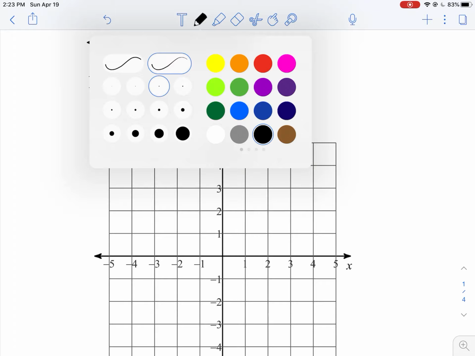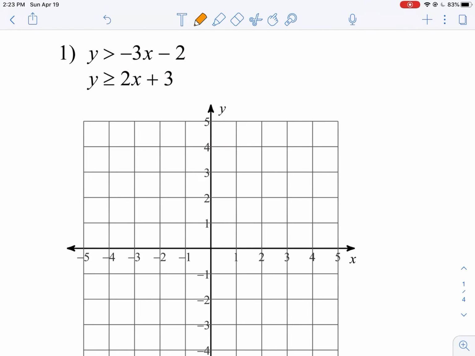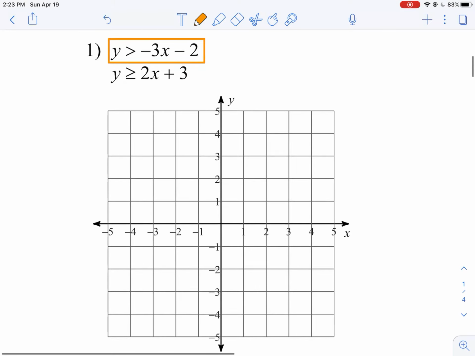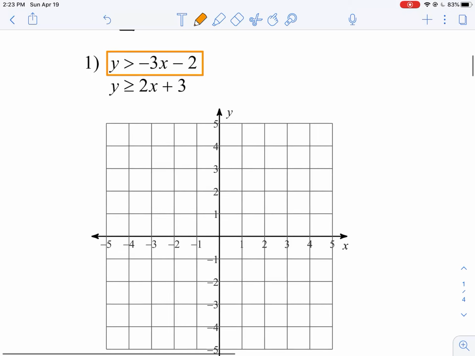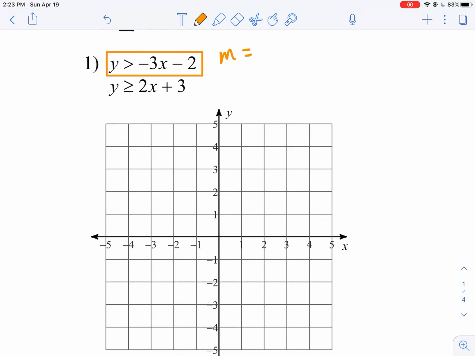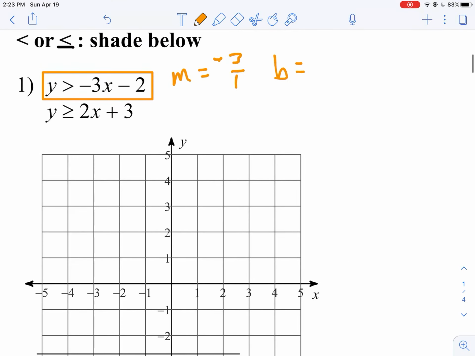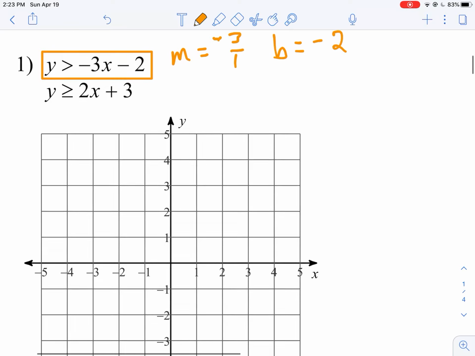Let's just get started. Let's start with number 1. So we're going to graph these the same as you graphed in 9.5. I'm just going to do them both in the same graph here. So let's start with the first one. This orange one, the slope is -3/1 or 3/-1, depending on which way I want to graph it. And my b, or my y-intercept, where I begin, is -2.